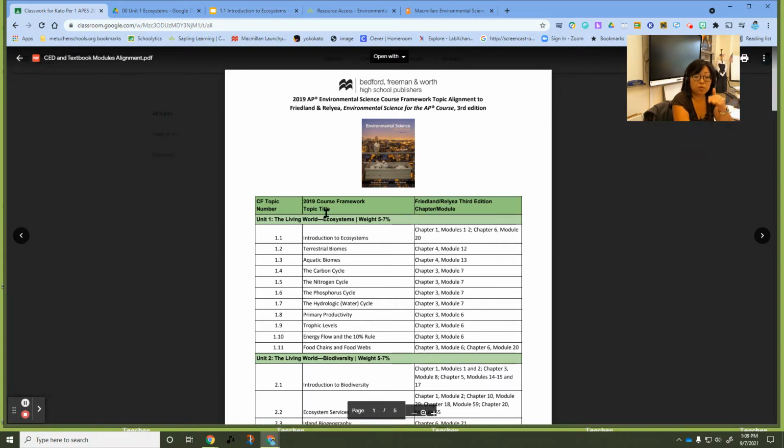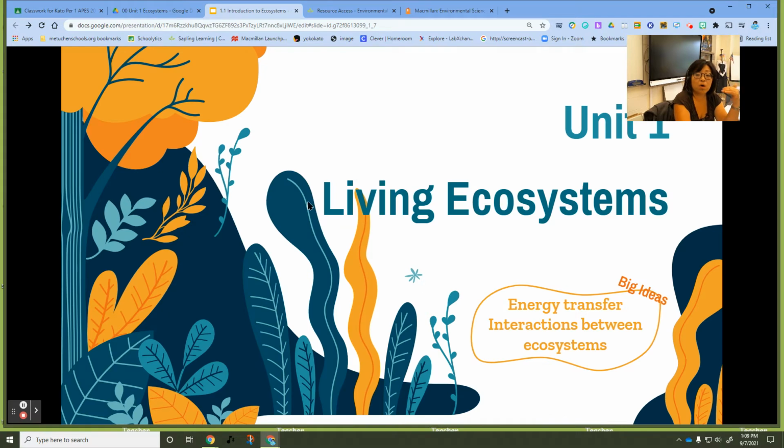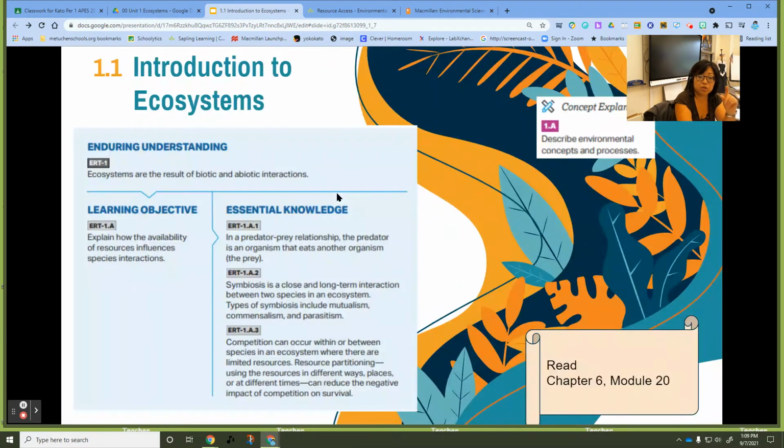Okay. So you can refer to this document, and also for every slideshow that I create for each unit, for each topic, I'll have a little note over here that says read this chapter and read this section in your book, so that you know what to do.